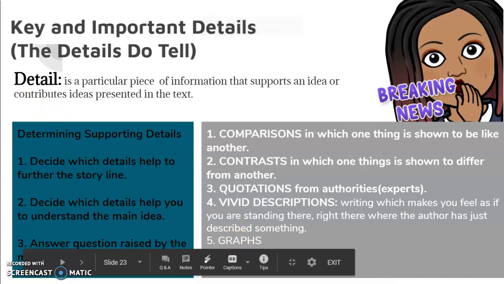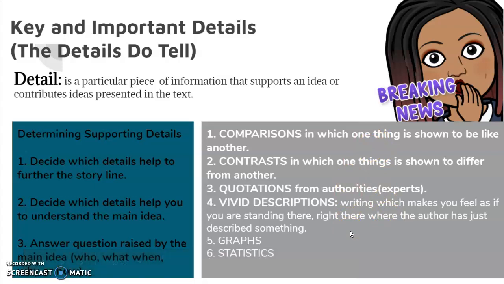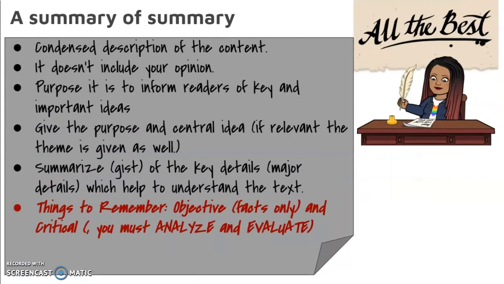Well, I have to show you in class. So up under graphs, there it is. It's statistics. So these are the types of details that we will see. These are not the only types. We will see more types as well. But the first four are the ones that we will see mostly in literature. All right, make sure you write that down.